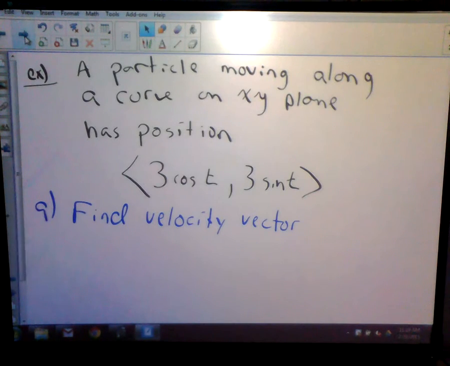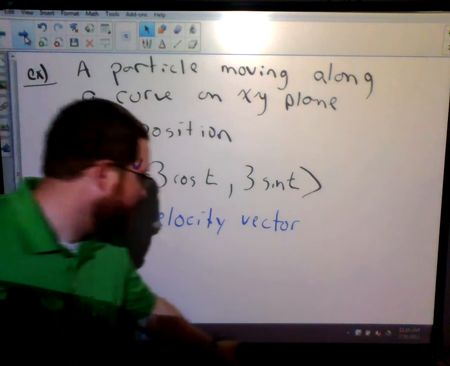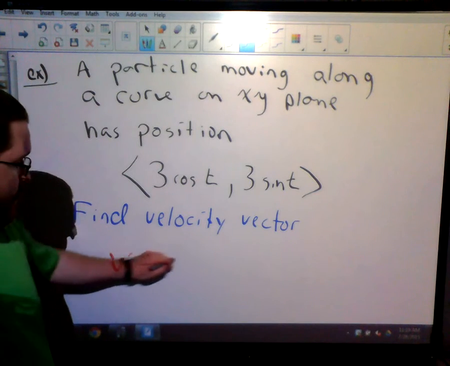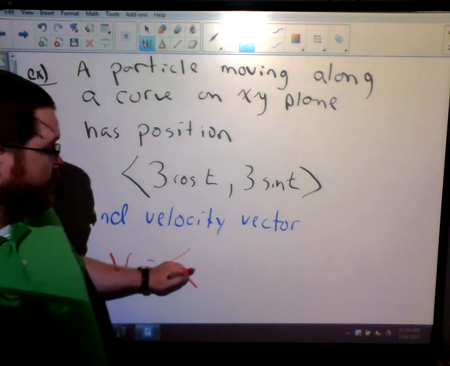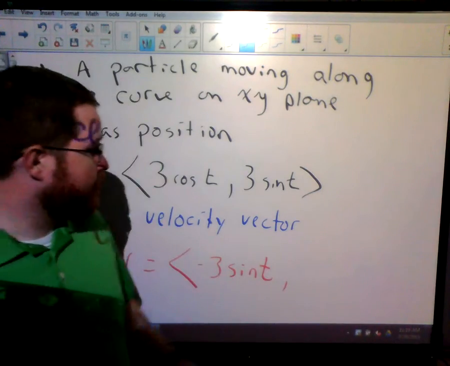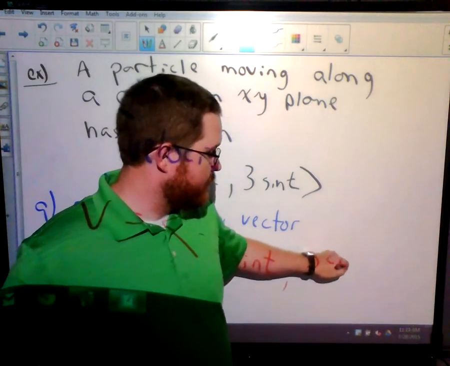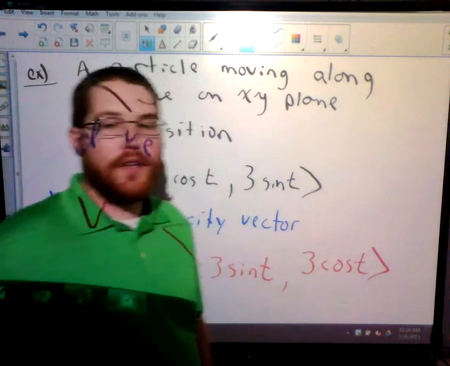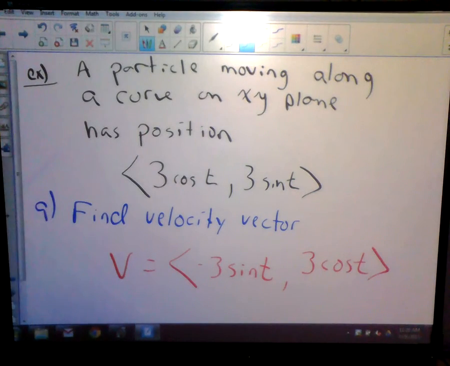So let's start off with this. A particle moves along a plane that has position 3 cosine t, 3 sine t. Find velocity. Really easy. Derivative of 3 cosine t is negative 3 sine t. Comma, derivative of 3 sine t is 3 cosine t. That's your velocity vector. Just that easy.